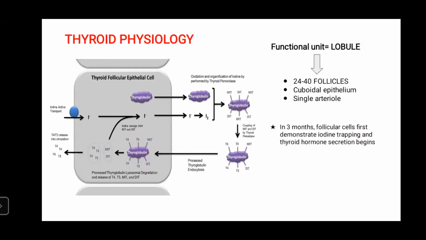The functional unit of the thyroid is the lobule, which is made of 24 to 40 follicles lined by cuboidal epithelial cells and supplied by one arteriole. By 3 months of intrauterine life, follicular cells start to trap iodine, and thyroid hormone secretion begins.